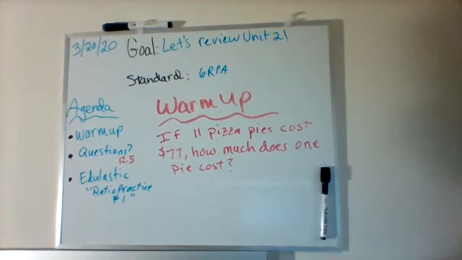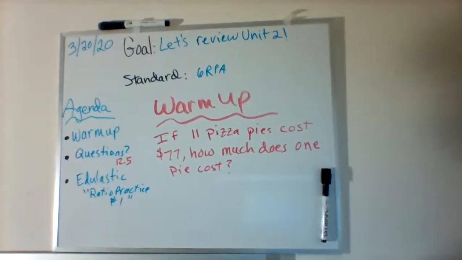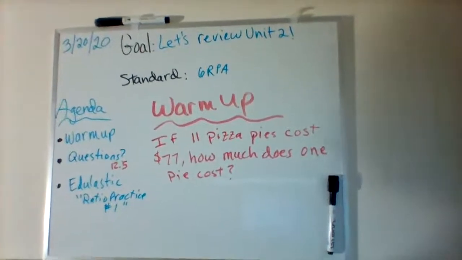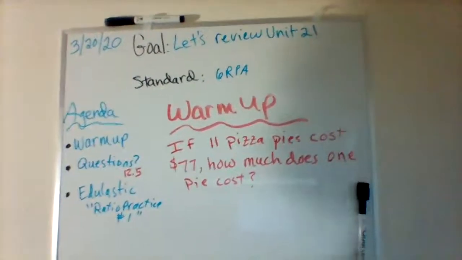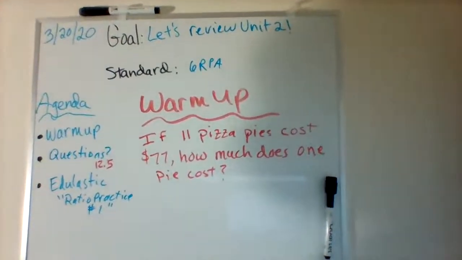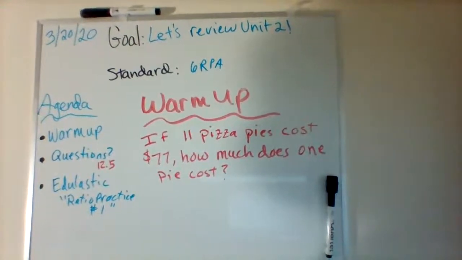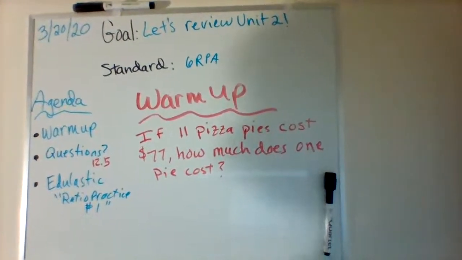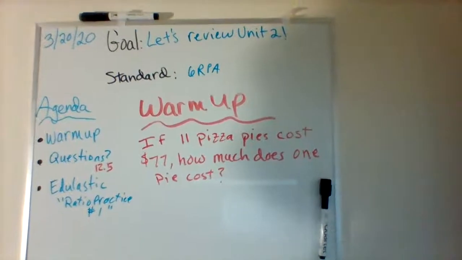$44. Check your math, buddy. If 11 pizza pies cost $77, how much does one cost? All right, Taylor says $7. Where's my dollar sign?